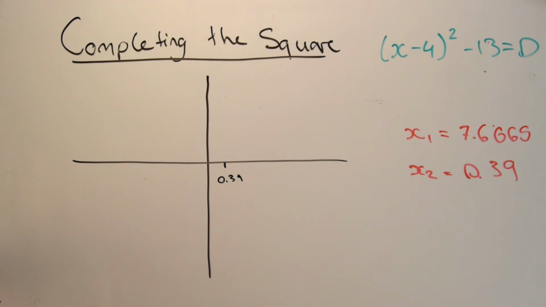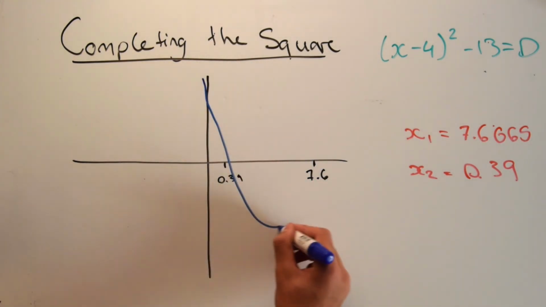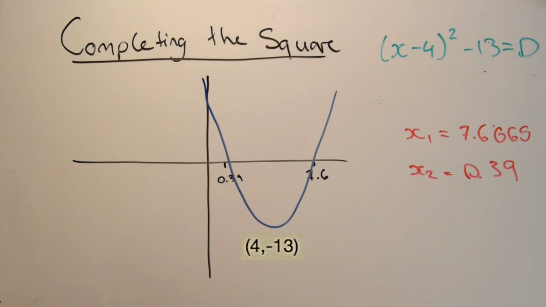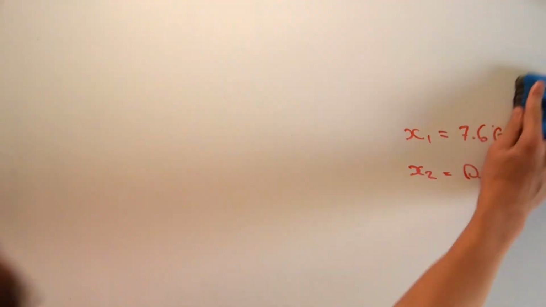The value within the brackets, minus 4, changes sign to 4, and the value outside brackets stays the same. The inside value, now 4, is x, and y is minus 13. This can be plotted as the turning point.